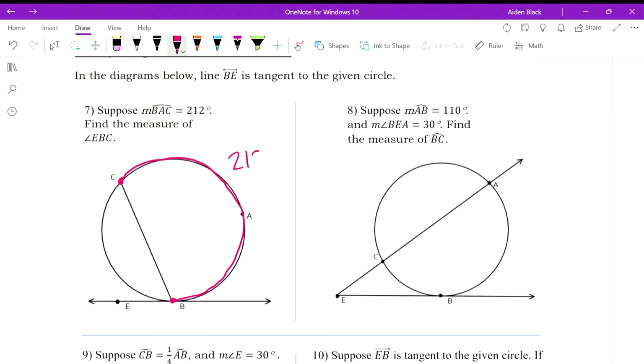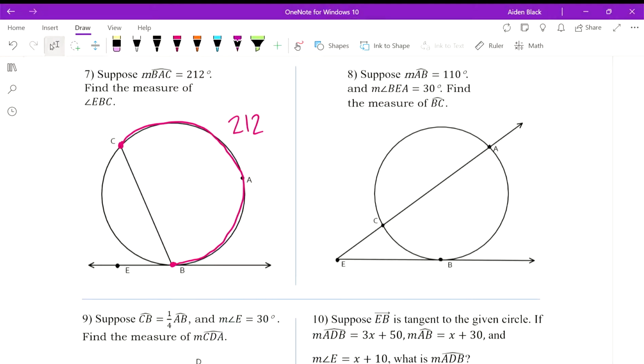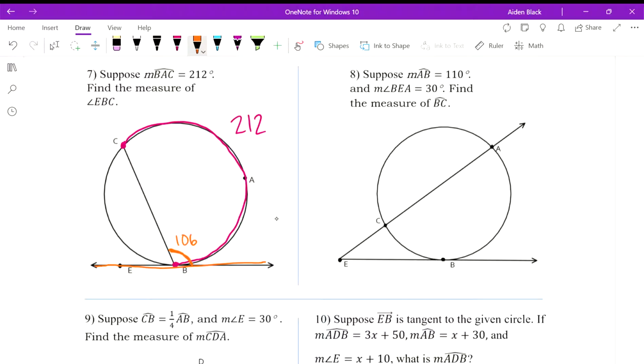This is 212 degrees. Now for the tangent chord angle, this angle right here, it should be half of the intercepted arc, BAC. So this is just half of the degree we're given, so 106. Now notice, this is a single line, so this angle here, 106, should be supplementary to the angle on the other side. So if that's 106, this has to be 74.